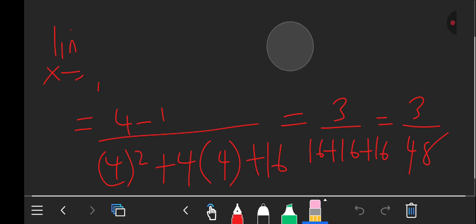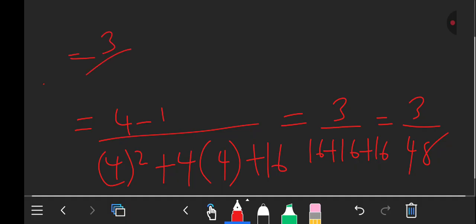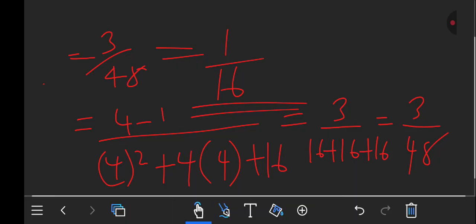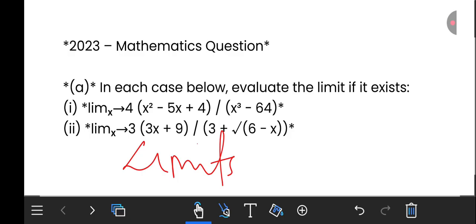Okay, so if you try to simplify 3 over 48, you're going to get 1 over 16, since 3 into 48 gives 16. So that is our answer, 1 over 16. After you evaluate, that is the answer we are getting. Alright, so let's now do the next part. Let's do the next question.